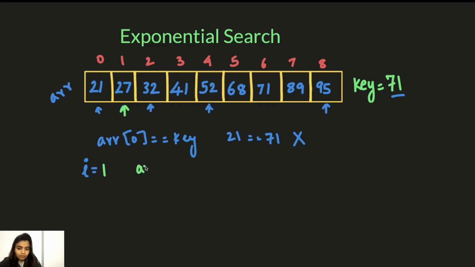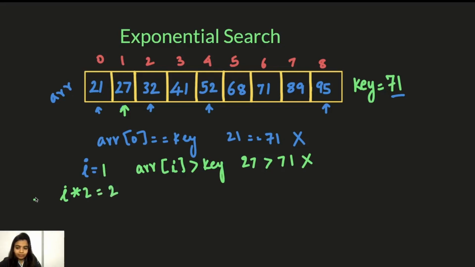And here what we compare is if array of i is greater than the key. Array of i is 27. Is it greater than 71? No, it's not. So what we do here is we just do i times 2. i is 1 currently, i times 2 will become 2. That will become our updated i.